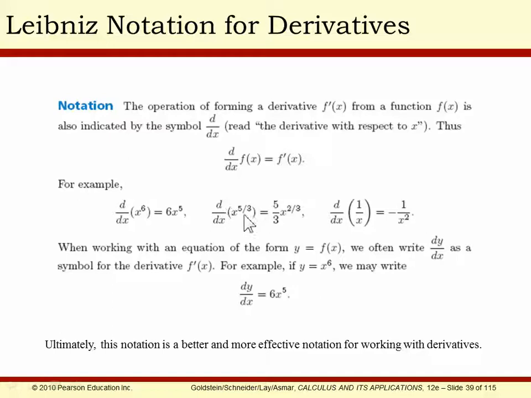Again, this just means we're taking the derivative of x to the 5 over 3. Okay? And for the derivative, we just use the power rule, bring the 5/3 in front, subtract 1 from the exponent. And over here, this just means we're taking the derivative of 1 over x, which is the same as the derivative of x to the -1, bring the -1 in front, subtract 1 from the exponent, we get -1 over x squared. Okay, so this notation just means taking the derivative of this function over here as opposed to writing f prime of x. Okay?